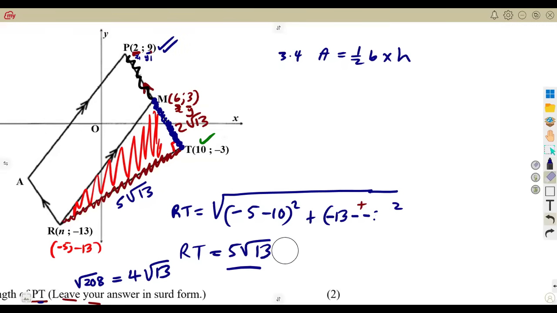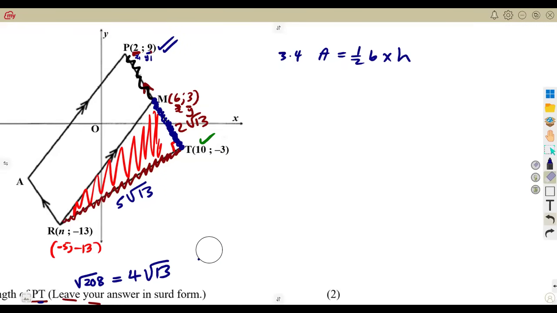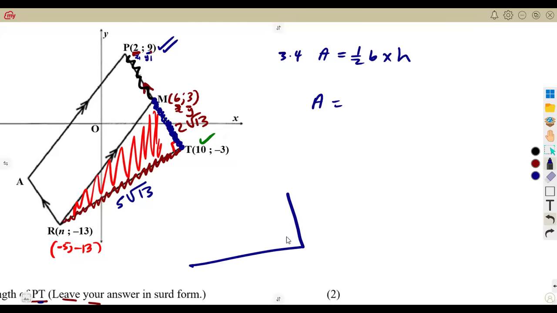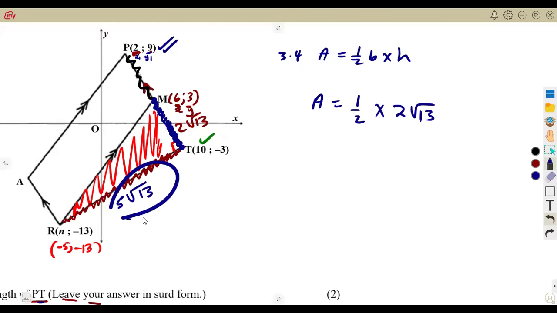So with these two lengths that we just calculated, the length of MT and the length of RT, the area can be calculated because that is what makes the base and the perpendicular height. Remember, base and perpendicular are at 90 degrees. So that is half of the base, which I'm going to take as 2 square root of 13. You can even use this one as your base and then use this one as your height. It's up to you.